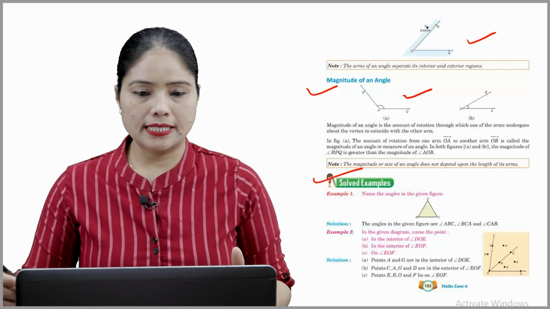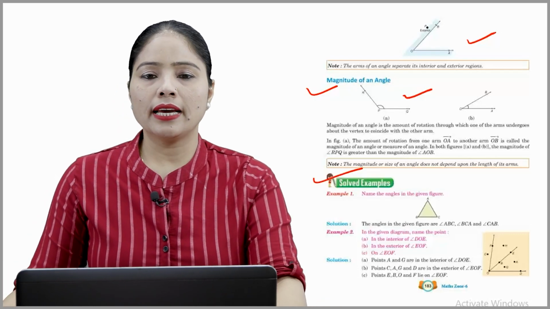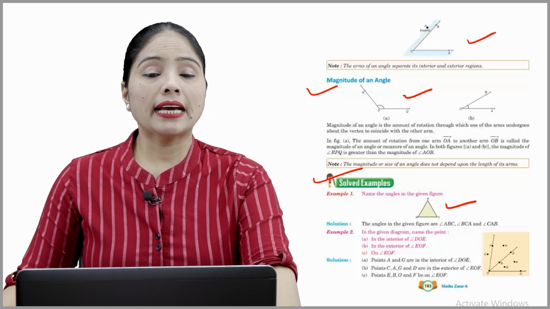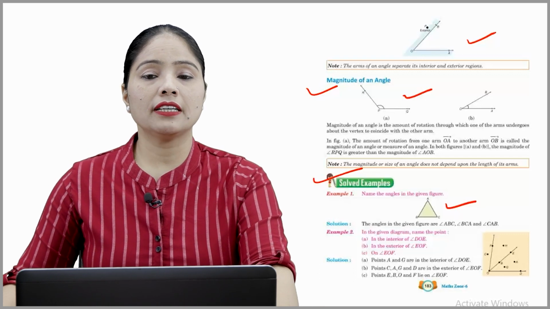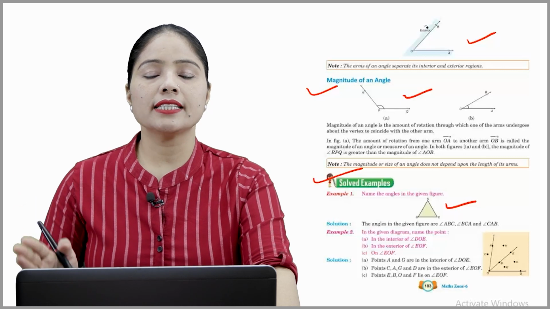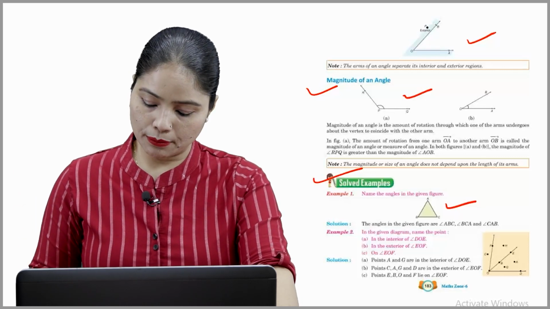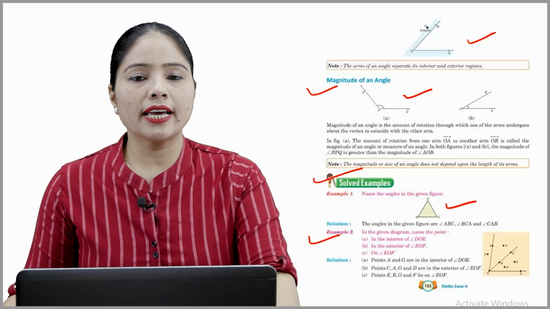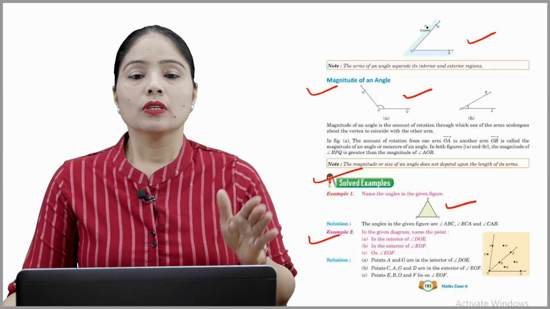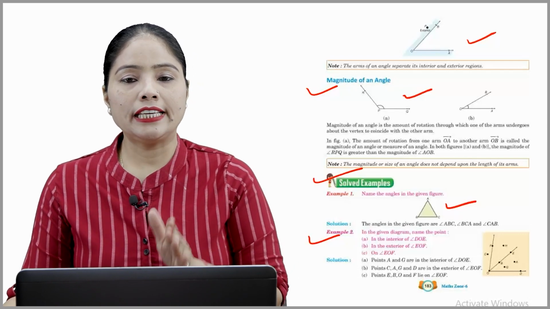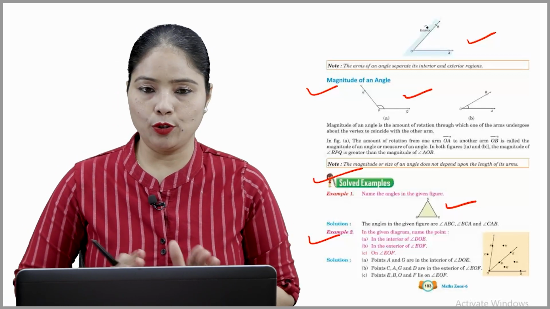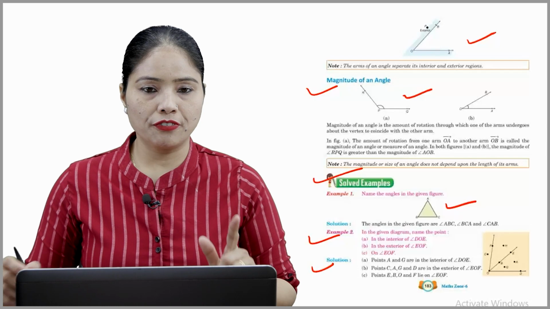Now solved examples. Example number 1, name the angles in the given figure. इस figure के names हमें बताने हैं. Angles बताने हैं. The angles in the given figure are angle ABC, BCA and CAB. Okay. Example number 2. In the given diagram, name the points in the interior of angle DOE, in the exterior of angle EOF and on EOF, angle EOF में. Okay. So now solution first.